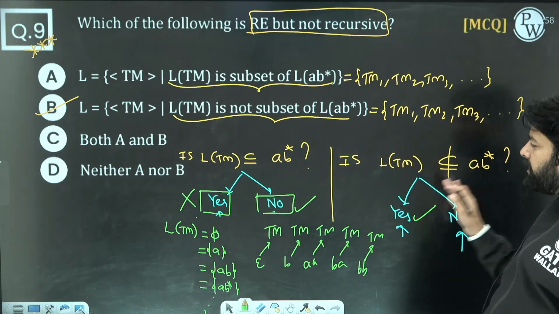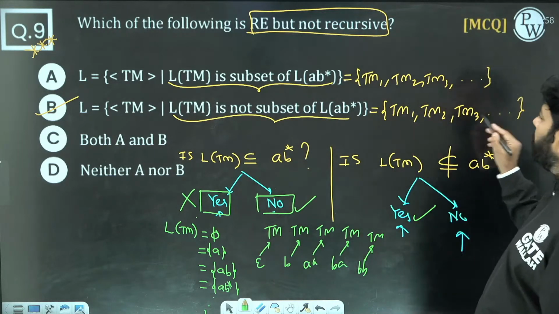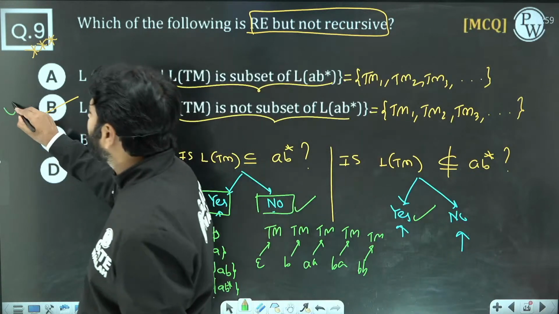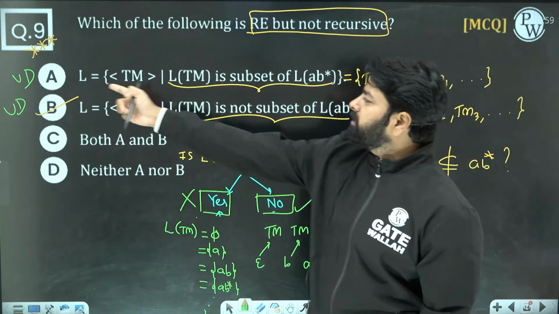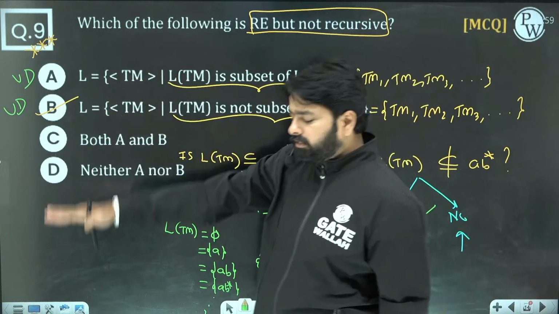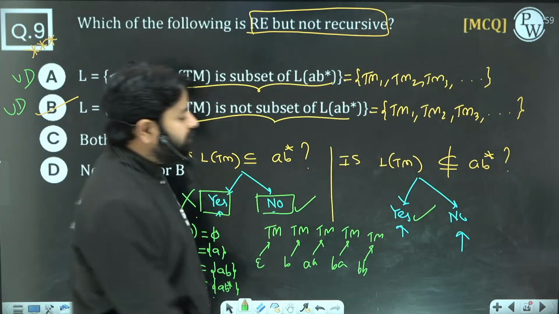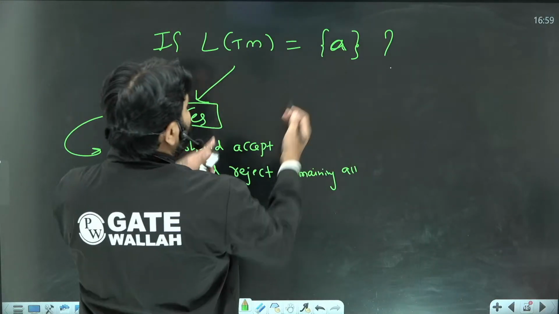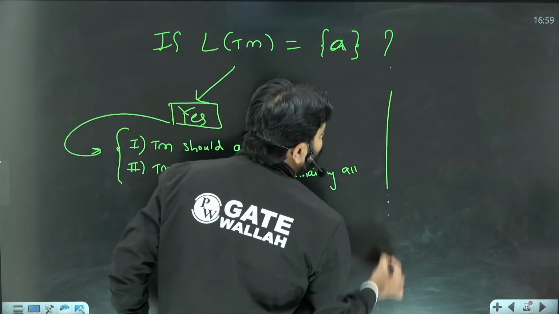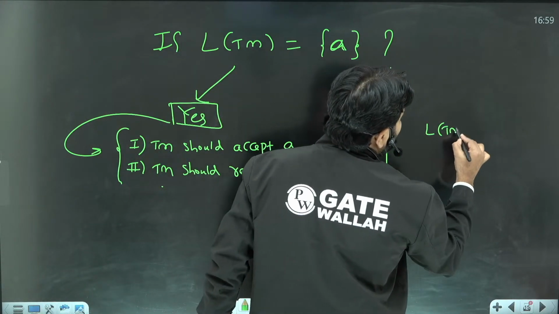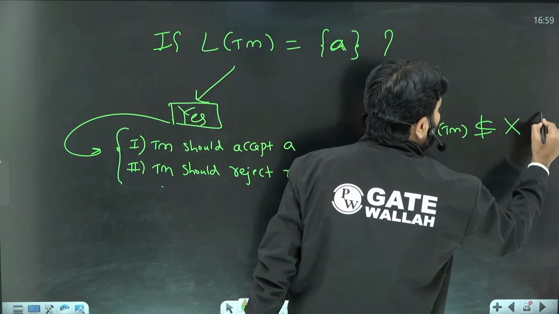So this problem will become RE but not recursive, and this problem will become not REL. That's why both are undecidable only, no doubt. But this is RE but not recursive, and this is not REL, even though both are undecidable. Okay. But now you need to understand how to verify not subset. To verify not subset is very simple. If you want to prove that L of TM is not a subset of some X, then what you have to do?